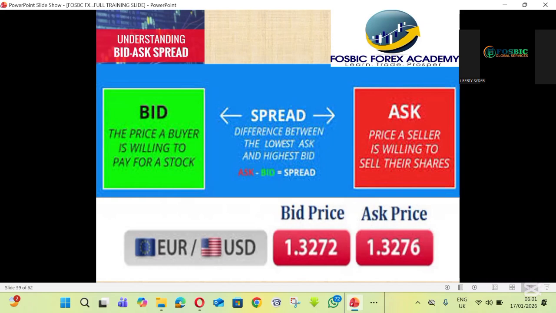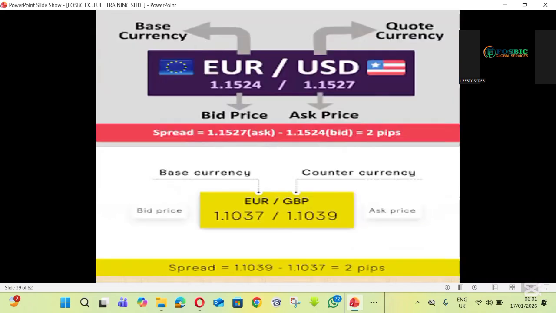If you open your MT5, you would notice that there are usually two numbers attached to every currency pair. So we have EUR/USD 1.3272, EUR/USD 1.3276. Okay, the first one is the bid price, the second one is the ask price. You can see that the difference between the bid and the ask price is very, very small. It's usually at the last digit, which is for the bid we have 2, for the ask price we have 6. So it's just a very slight difference.